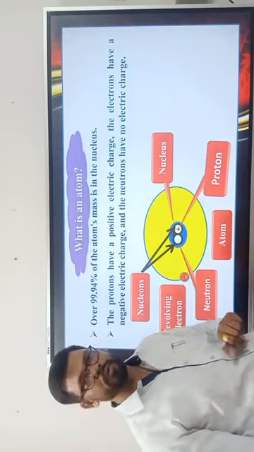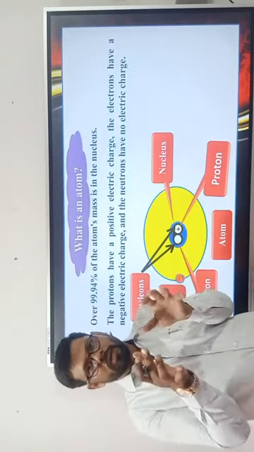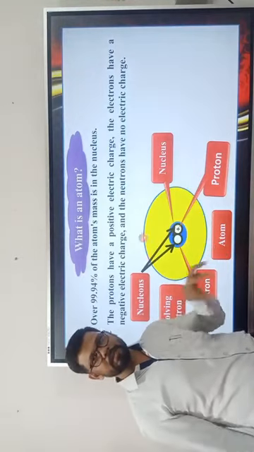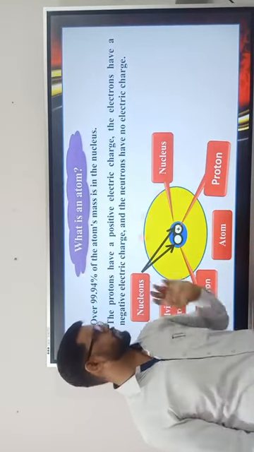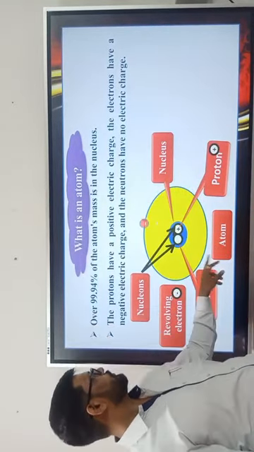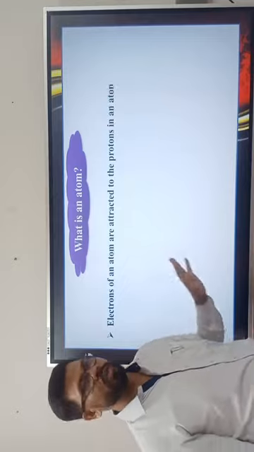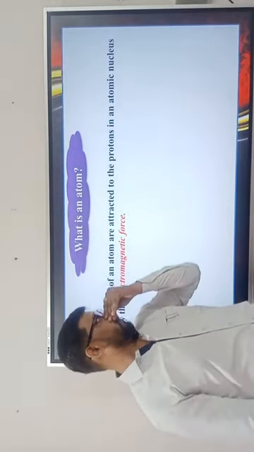So what is the role of neutrons? Neutrons just contribute to the mass, and by increasing mass they try to stabilize the atom. So we cannot say that neutrons have no role in the stability of an atom. Now I have one more question.